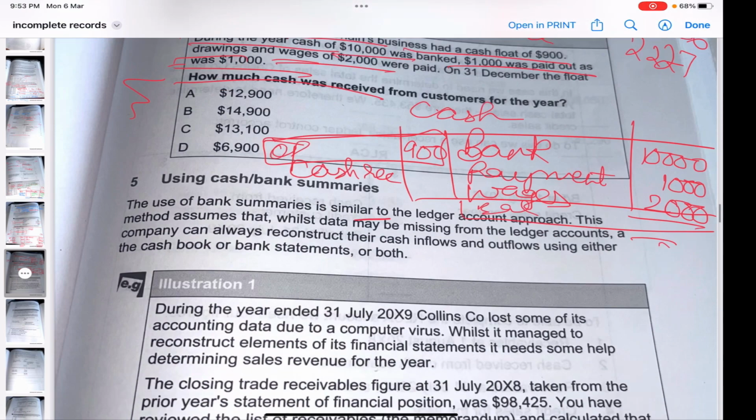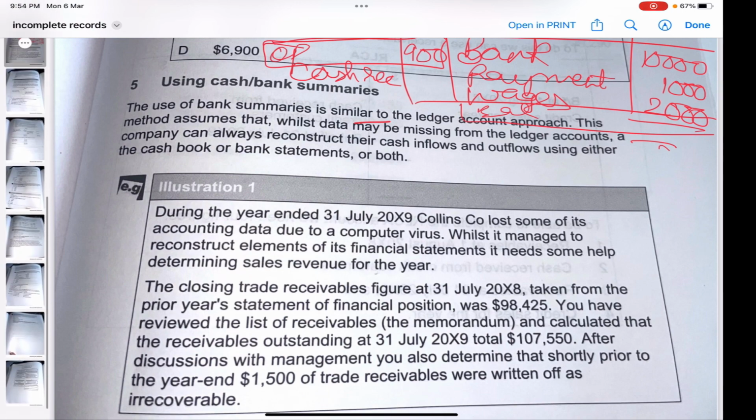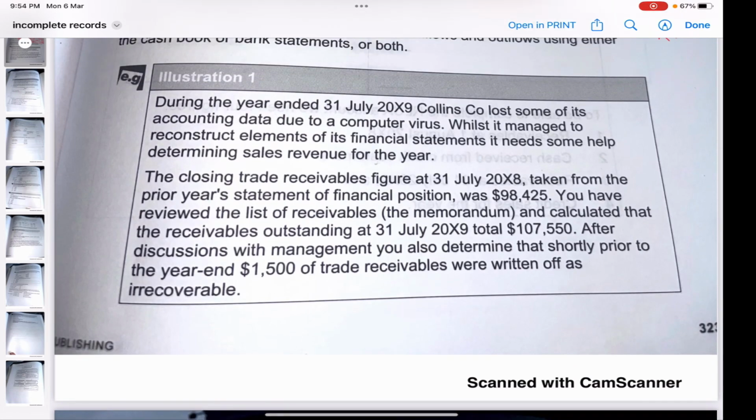Okay. Next, so we're done with them. Now we're coming to the next way of finding, to use bank summaries and cash summaries. So this is something which is very similar to the ledger account approach. This method assumes that whilst data may be missing from the ledger accounts, a company can always reconstruct their cash inflows and outflows.